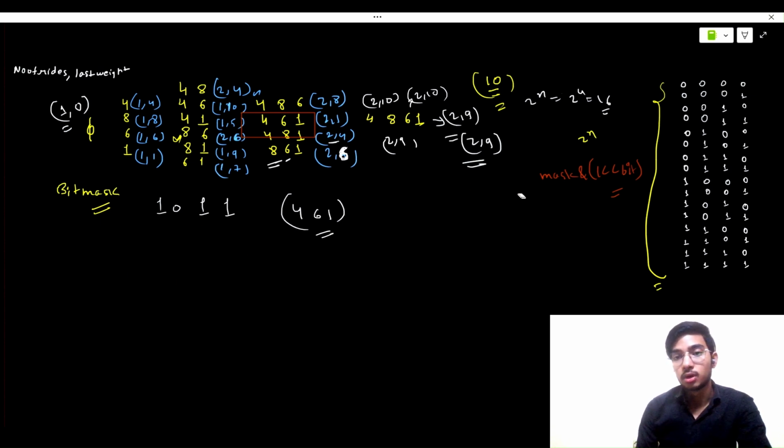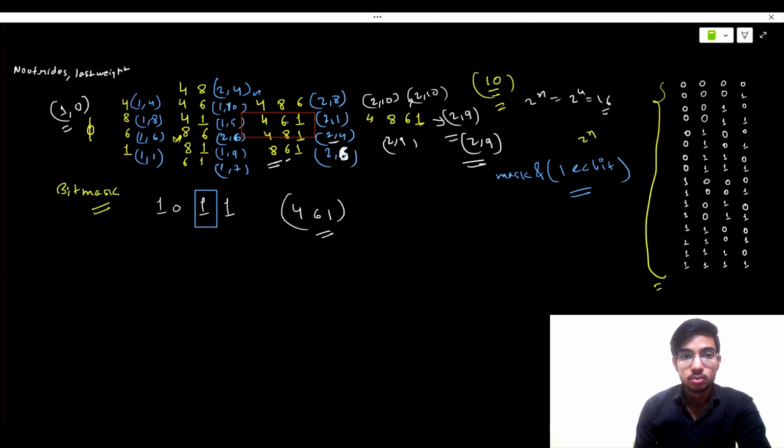If it is set, then I have to do the transition. The operation, let me write: mask AND one left shift of bit. Now, if I have to process this bit, it means I am going to take 6, and 6 depends on the previous state for one. So how can I achieve this previous state? To achieve this previous state, I have to toggle it. So this is my previous state, that is 4 and 1 in the subset. So I have to toggle it.